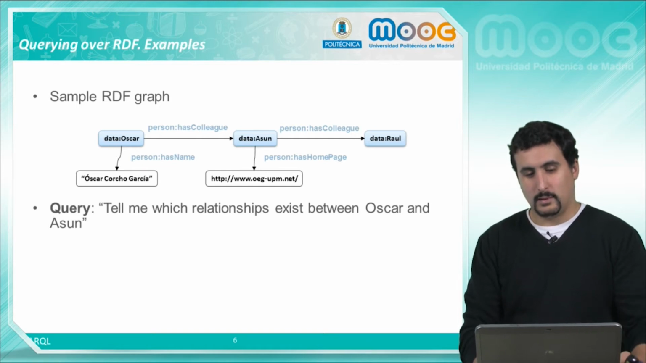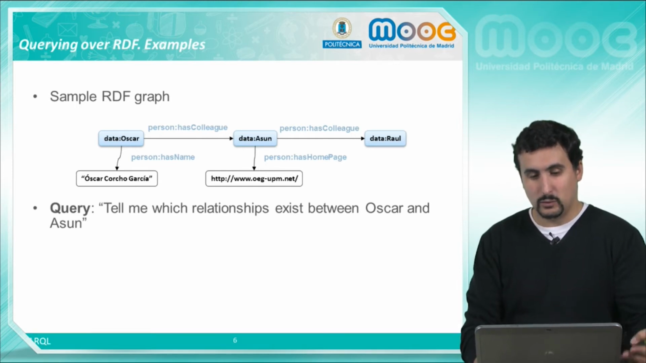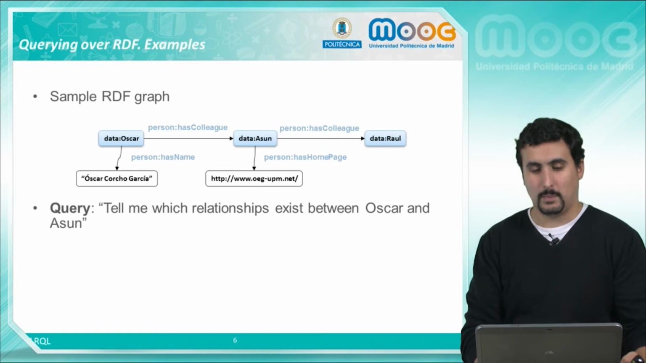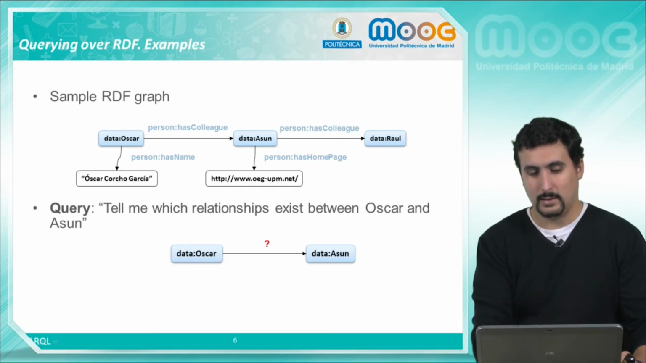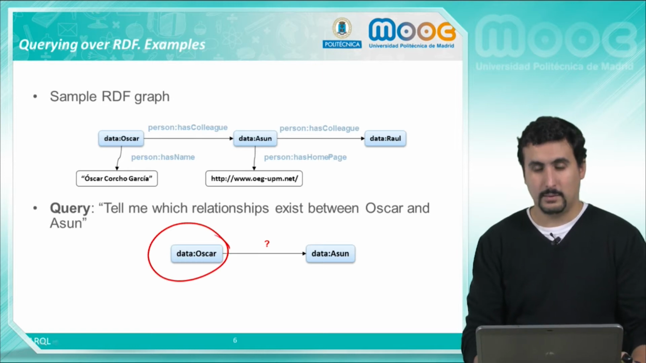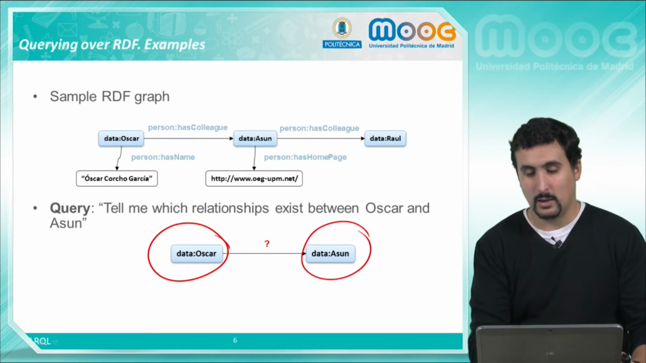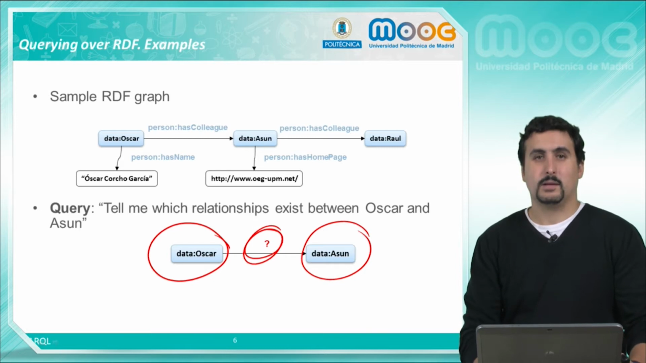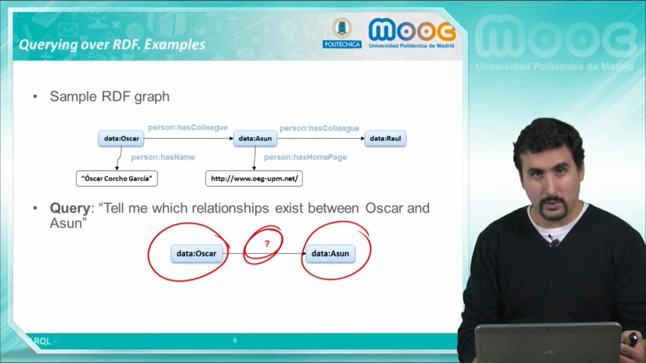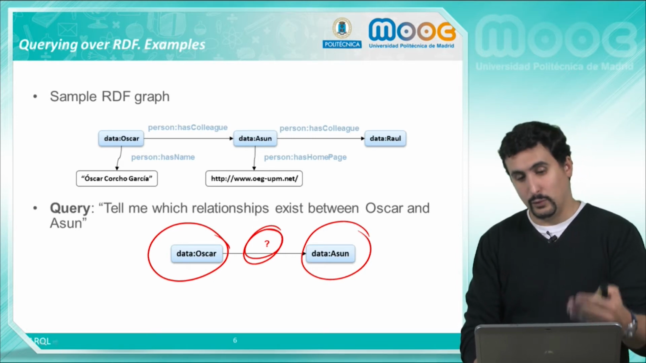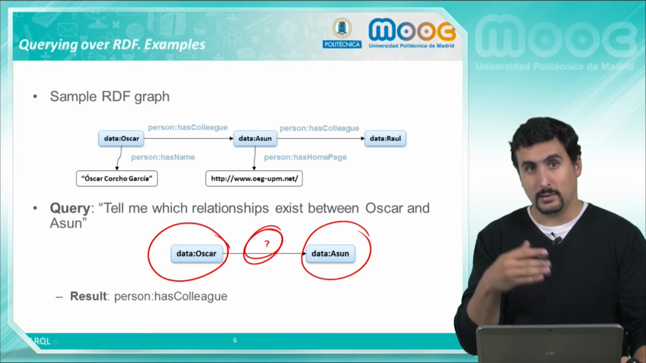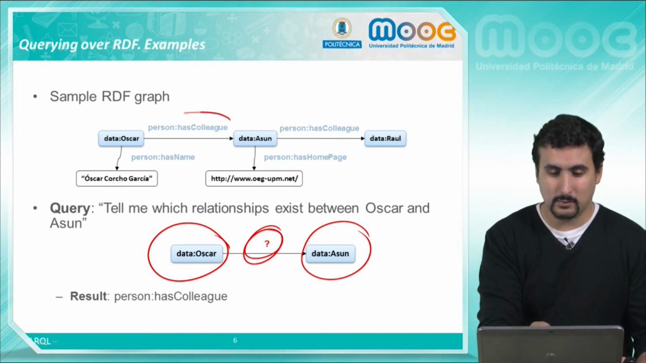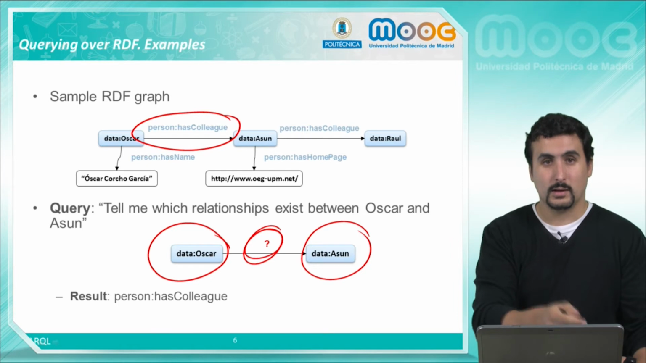What if we want to ask about the relationships that exist between, for example, Oscar and Asun? What we are asking is triple patterns that have Oscar as the subject, Asun as the object, and we leave the property open. That's the variable we are asking for. Again, if we try to match this pattern against our data, the only property that meets this requirement is the has-colleague property that exists between Oscar and Asun.